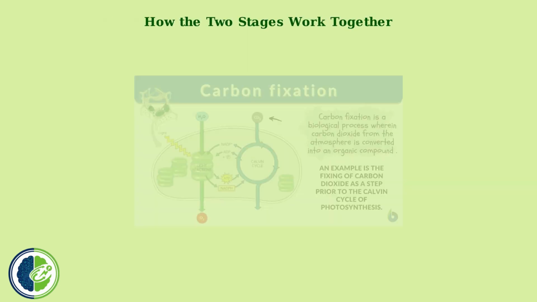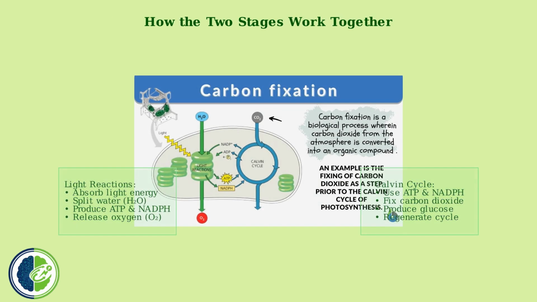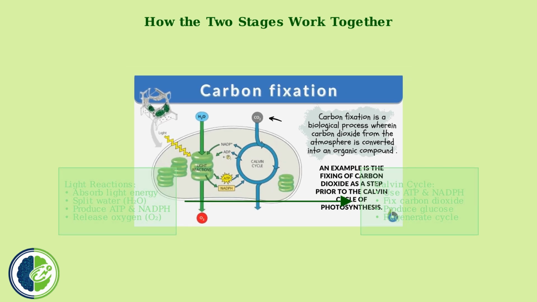These 2 stages are interconnected and dependent on each other. The light-dependent reactions capture energy and produce the ATP and NADPH needed for the Calvin cycle, while the Calvin cycle uses this energy to fix carbon and produce the glucose that plants need for growth and energy storage. Understanding these 2 stages provides a complete picture of how plants harness sunlight to create the energy they need to live and grow. This remarkable process not only sustains plant life, but also produces the oxygen we breathe and forms the foundation of most food chains on Earth.